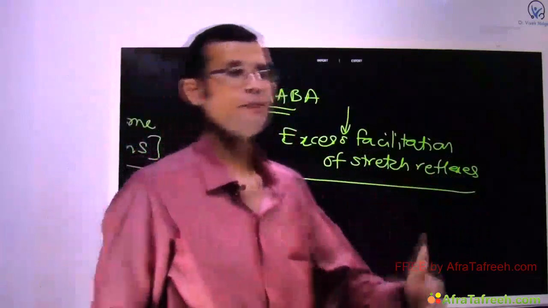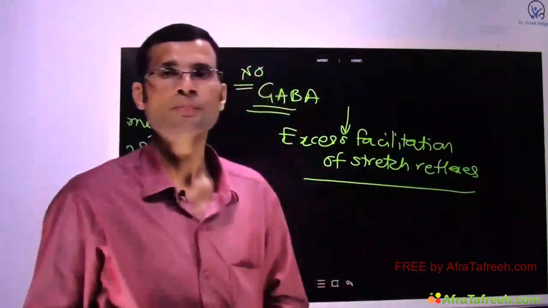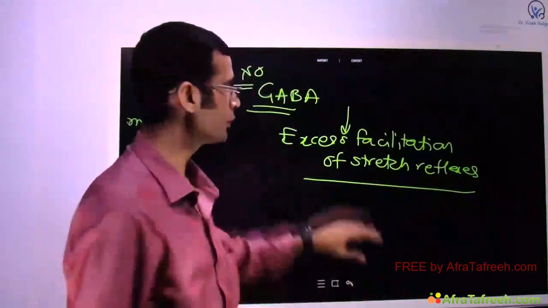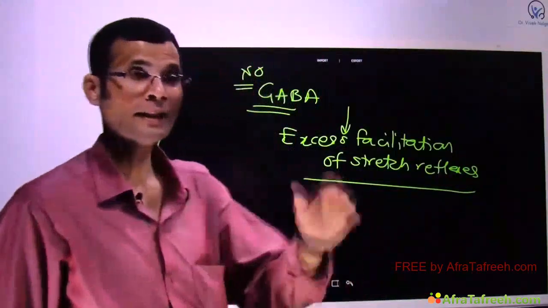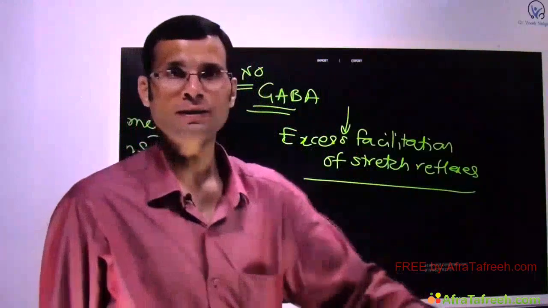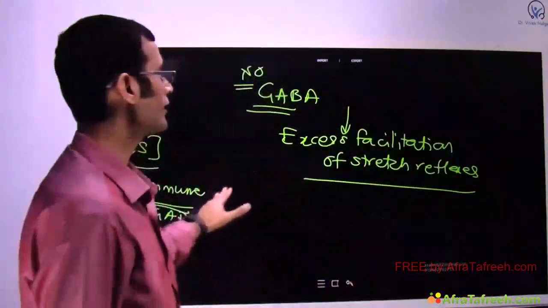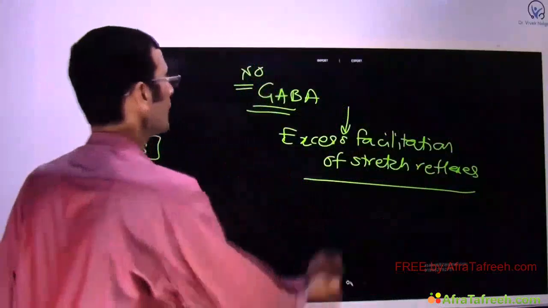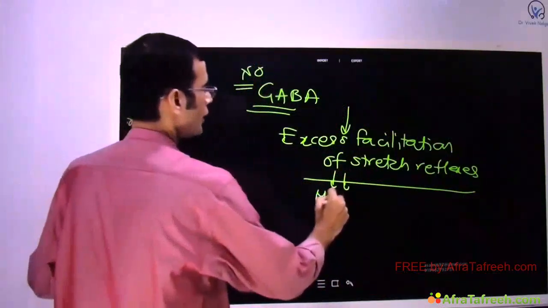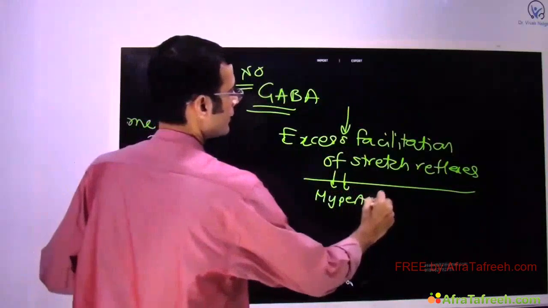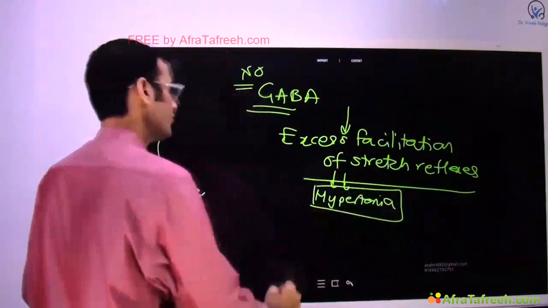If you have already read this, the upper motor neuron exerts an inhibitory influence on the lower motor neuron. That inhibitory influence is gone. It cannot be exerted because there is no GABA. Therefore, there is excess facilitation of the stretch reflexes, resulting in hypertonia and the stiff man. That's the pathophysiology of stiff man syndrome.